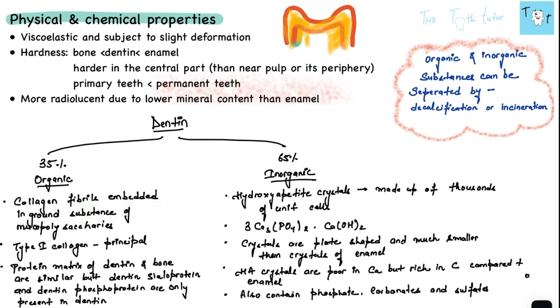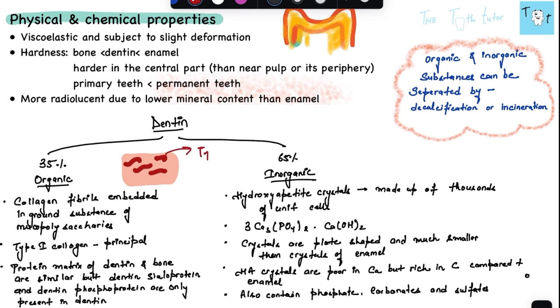Anything will have a ground substance most probably. So we have this ground substance, which is basically a matrix, and then you have collagen fibers in this ground substance. These are mostly type 1 collagen fibers, and it is very similar to the organic matrix of bone.